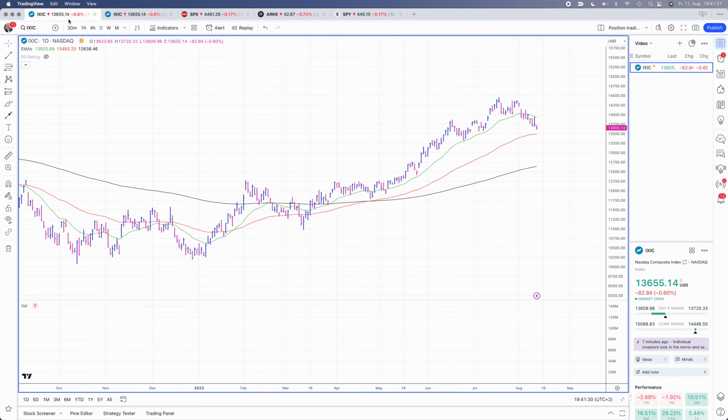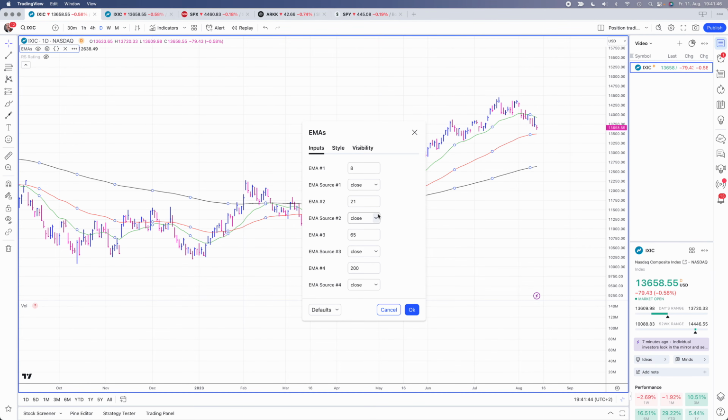When you don't have access to my member community and video course, then you can use a very simple timing tool, and this is a moving average, especially the moving average 21. We can have a look here at the indicator. You can see I use moving average 8, 21, 65 and 200.